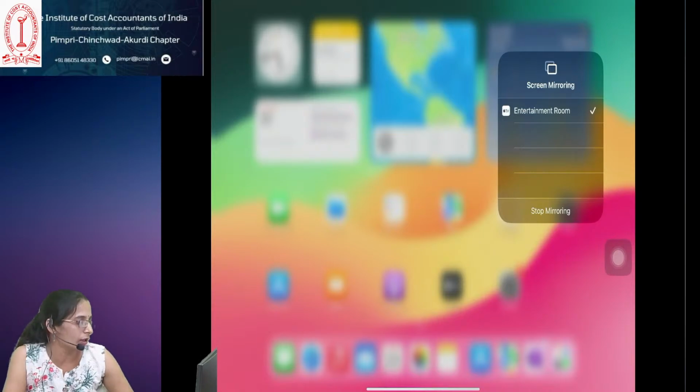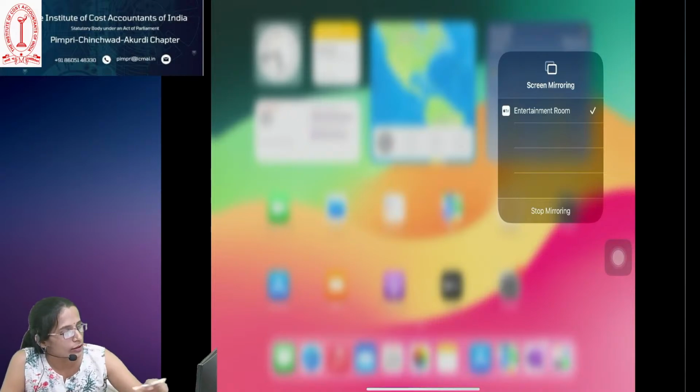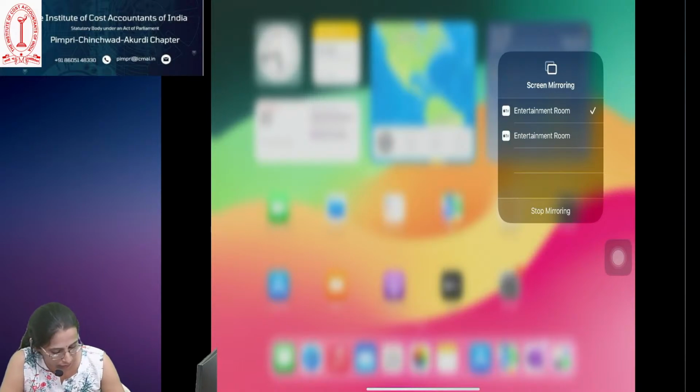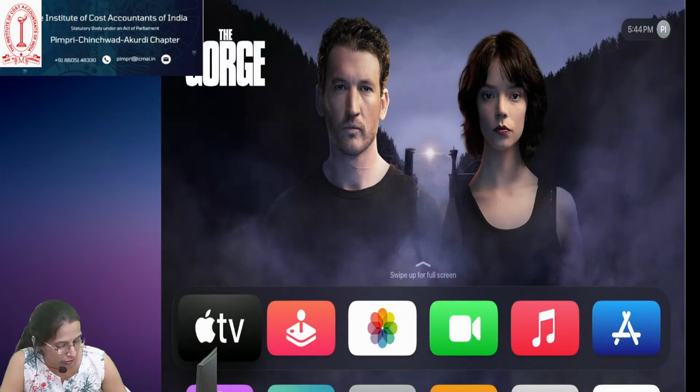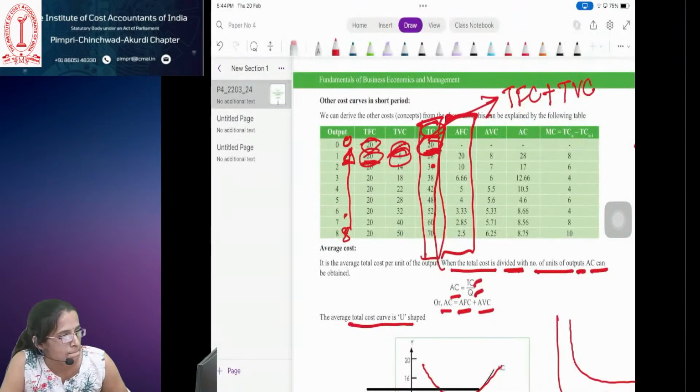Let it be, we will discuss it in the next time. The screen is also creating an issue here. See, the screen mirroring is there, but why it is creating an issue, I'm not able to understand. It's getting hanged. Now it's there, but okay, let it be.